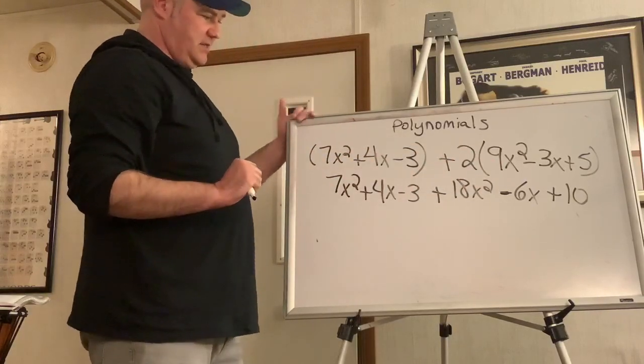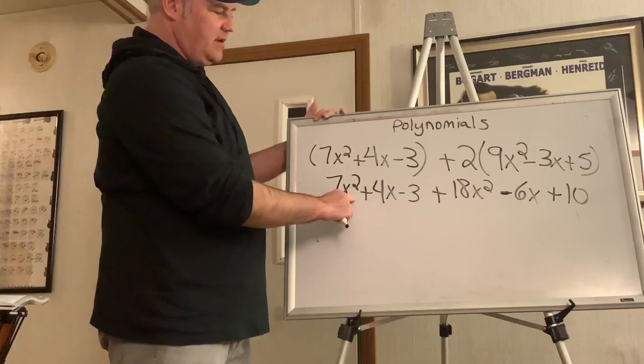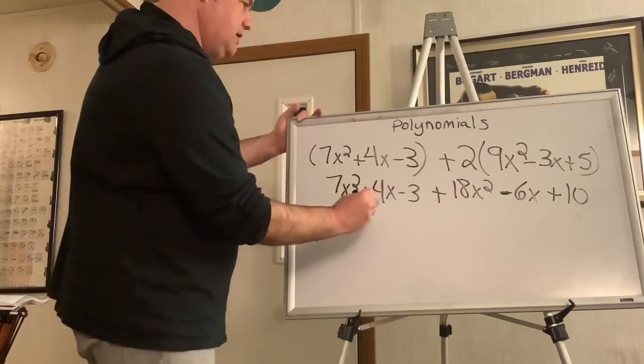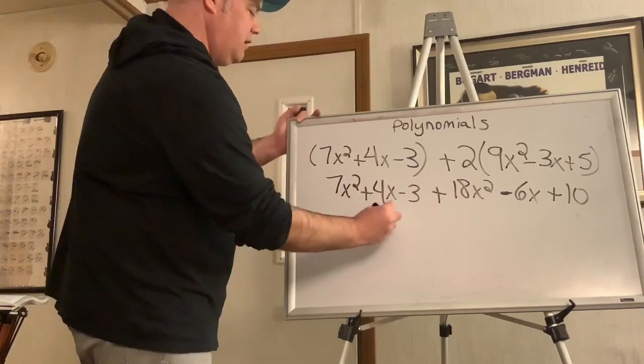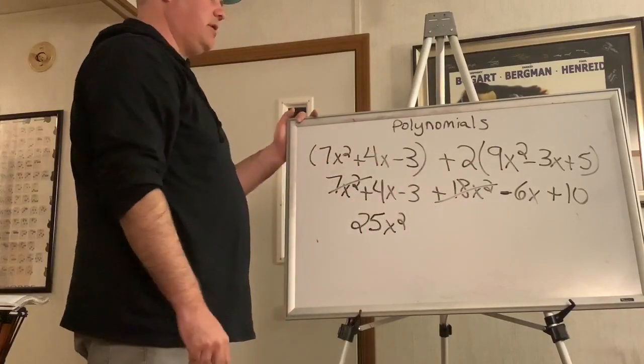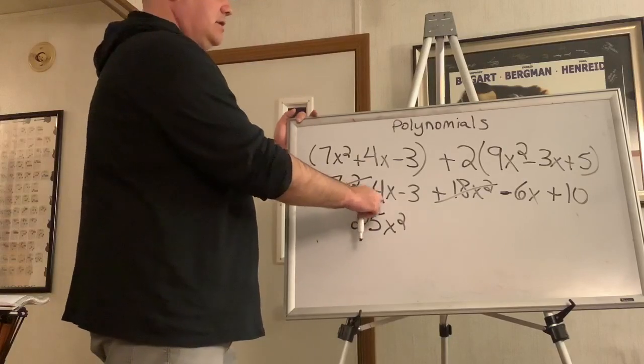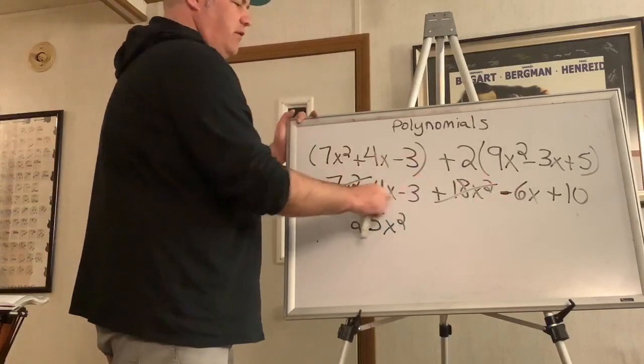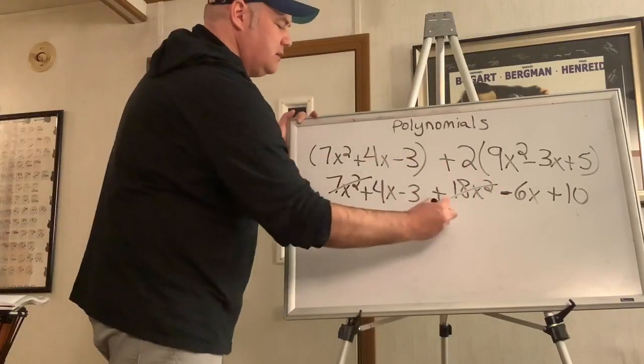So we're going to look through and see what we can combine. 7x squared and 18x squared is going to give me 25x squared. So 7x squared plus 18x squared. Then 4x minus 6x. So 4 minus 6 is negative 2x.